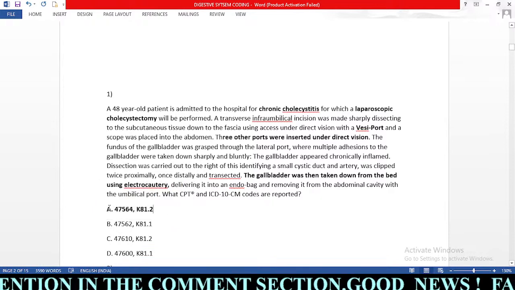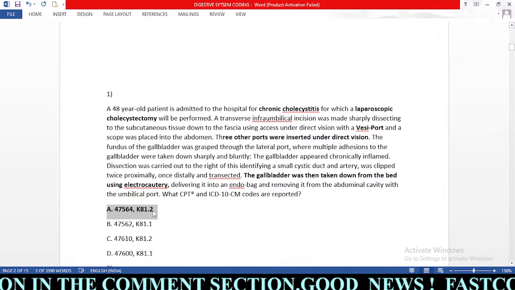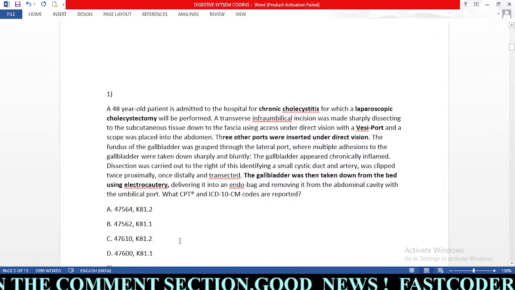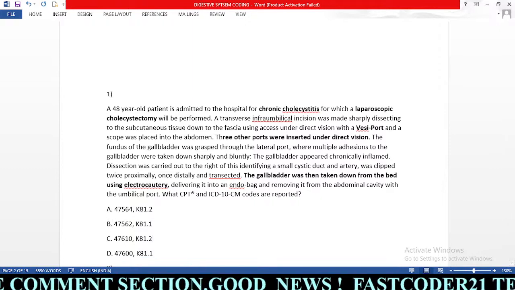Now we need to check the CPT part. What is 47600?